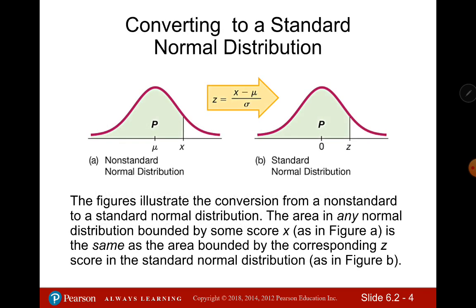So why can we convert a non-standard one to the standard one? Because from these two shapes, we realize they're just the same shape, right? And the area of the shaded part will not change. So we can convert the non-standard one to the standard one, and then we can use the z-table to find the area. If we use the z-table to find the area, it's much easier to get the probability.